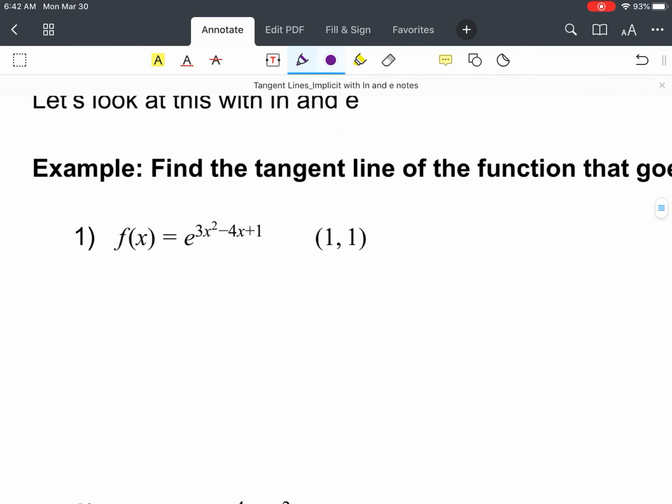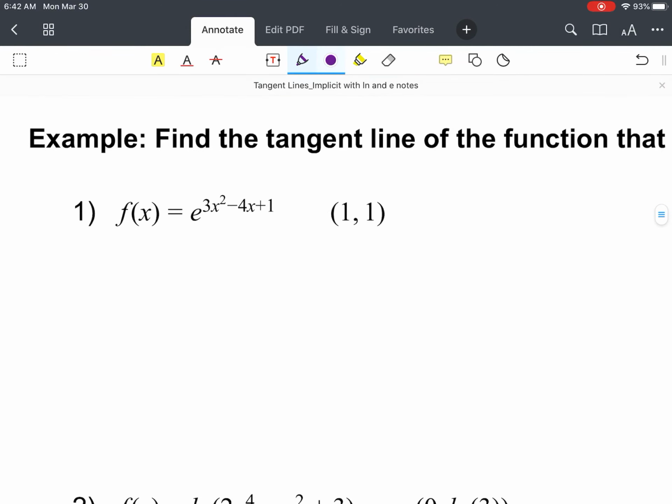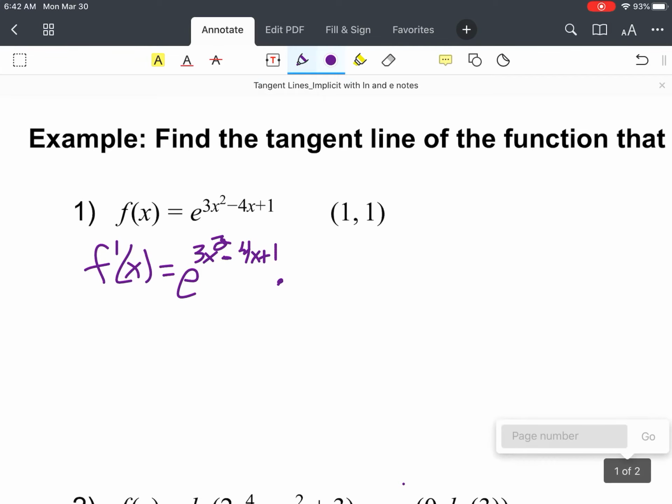So if I want to find the tangent line of the function that goes through the given point with this e1, okay, the first thing I'm going to need to do is take a derivative. So f prime of x, you're going to write it down, that's a 2, or it's at least supposed to be, times the derivative of whatever you just wrote down. So it's times 6x minus 4. Okay.